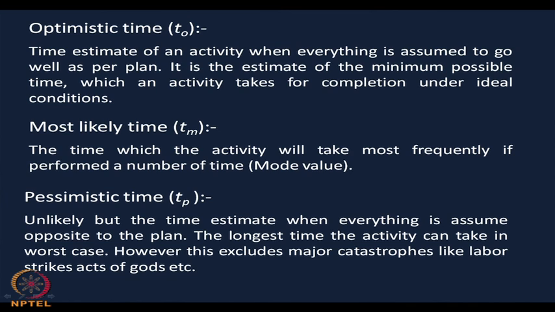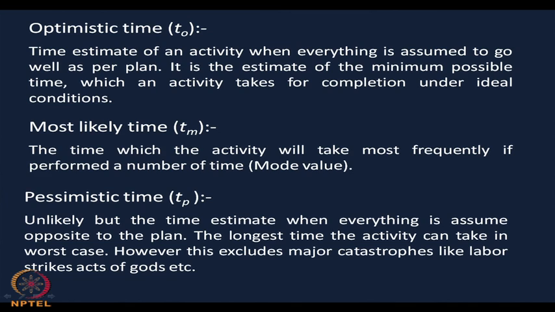Whereas, most likely time is the time which the activity will take most frequently if performed a number of times. That is, we call it the mode value. If the same operation we are performing a number of times, then the time it most frequently takes to complete one activity, that we call the most likely time, and we denote it as Tm. As you see, we denote it by Tm, and this is basically nothing but the mode value. In terms of probability, we can tell it is the mode value. The last one is the pessimistic time.